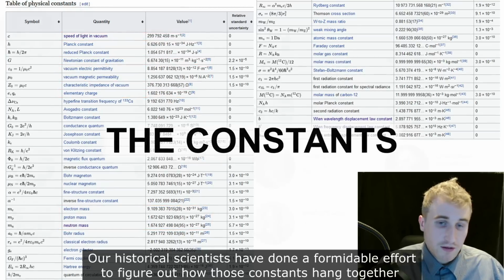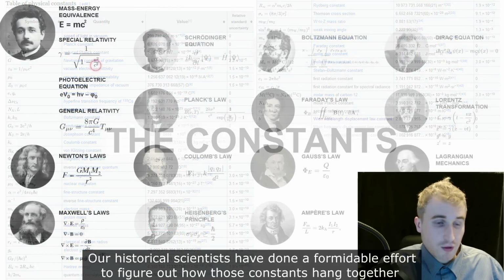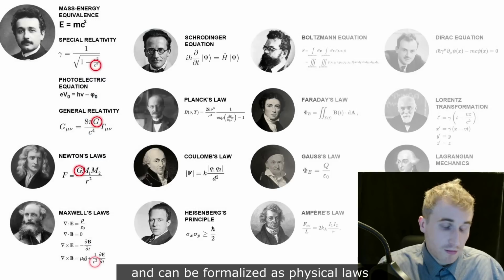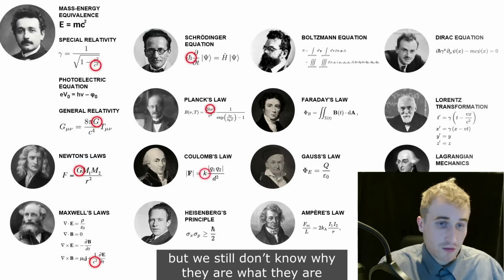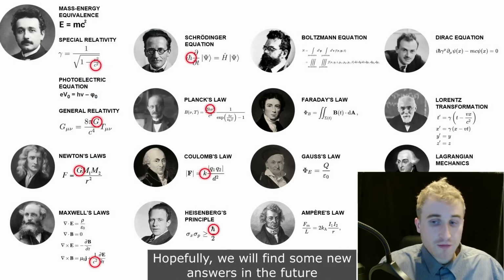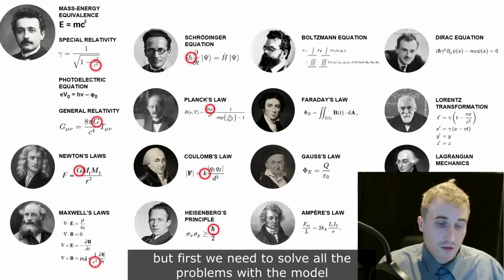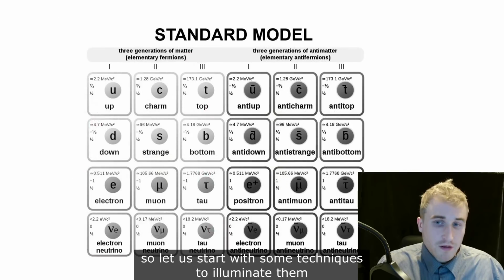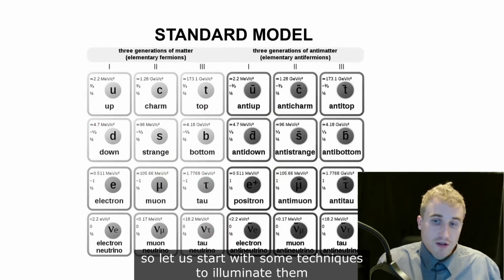Our historical scientists have done a formidable effort to figure out how those constants hang together and can be formalized as physical laws, but we still don't know why they are what they are. Hopefully we will find some new answers in the future, but first we need to solve all the problems with the model. So let us start with some techniques to illuminate them.